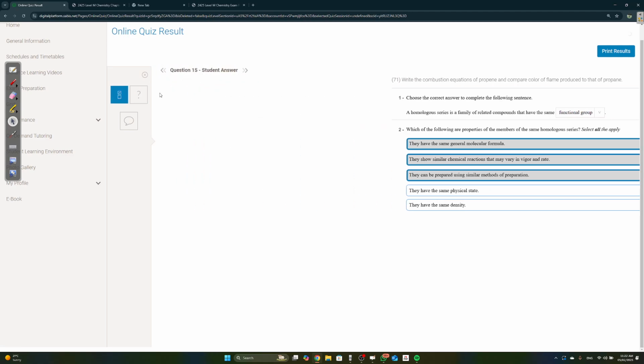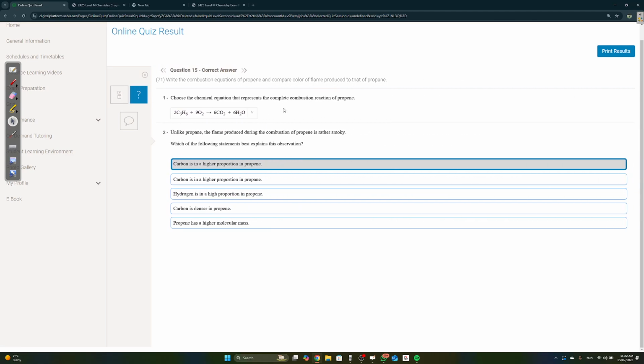Question 15. Choose the chemical equation that represents a complete combustion of propene. You need to know propene is an alkene, obviously, CnH2n. Prop means 3 carbons. So even without multiple choice, if asked for the combustion of propene, it's 3 carbons, so it's C3H6. For complete combustion you add oxygen to burn and give carbon dioxide plus water. That's how combustion happens.